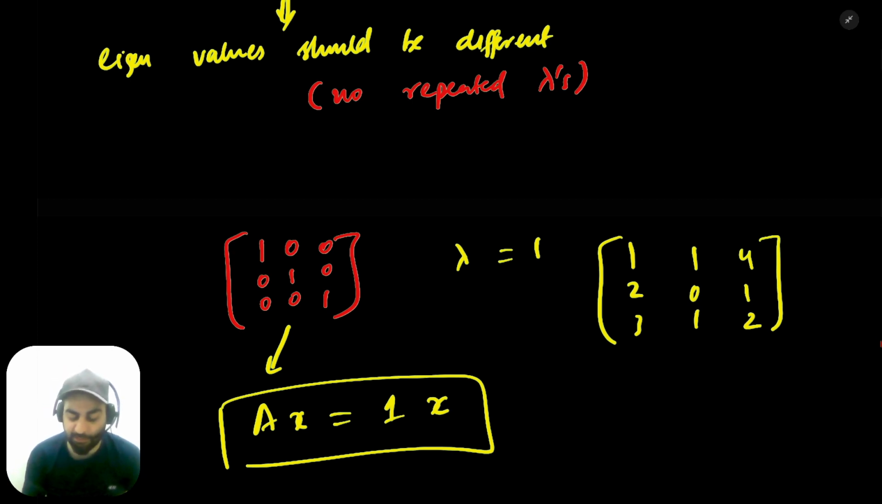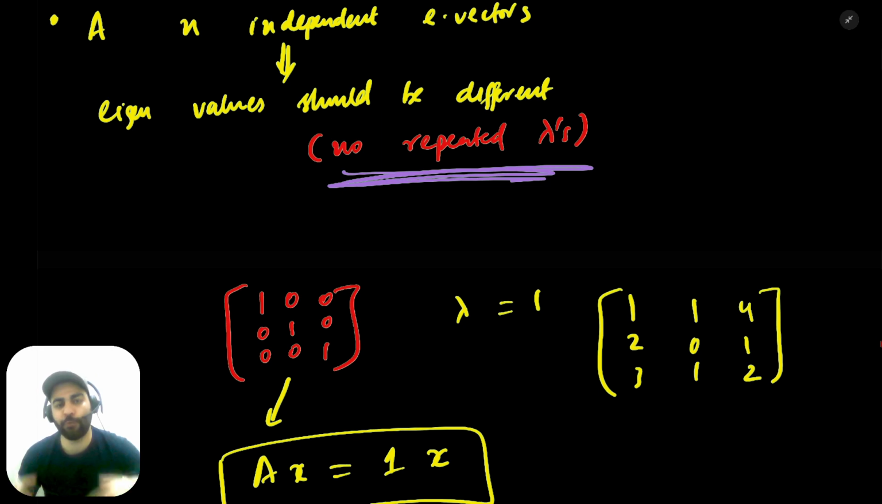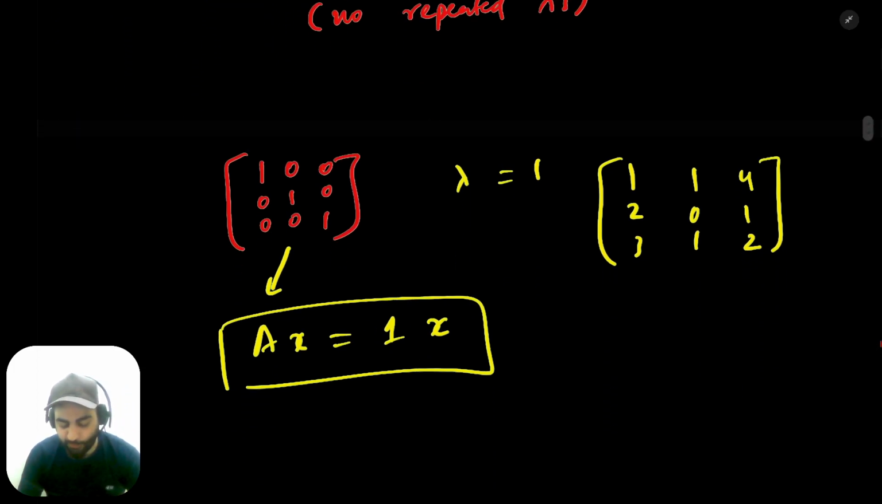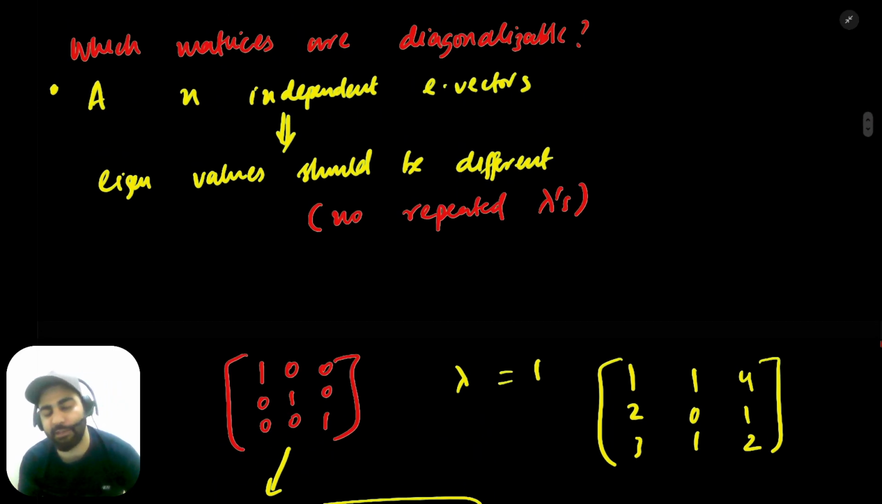But we'll be sure that if all lambdas are different, if there are no repeated lambdas, if you have a matrix and you found that the lambdas are all different, there are no repeated values, then for sure you can say that A is diagonalizable. But the converse is not true. The converse basically means if the eigenvalues are repeated, you cannot say whether it is diagonalizable or not. It may be diagonalizable and may not be, that you have to check. But for sure, if you have a matrix in which no lambda is repeated, you can surely say that this matrix is diagonalizable. You can diagonalize that matrix.